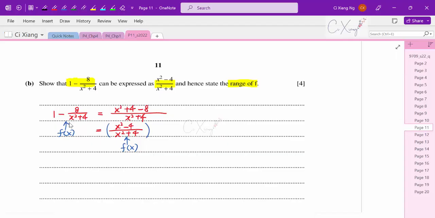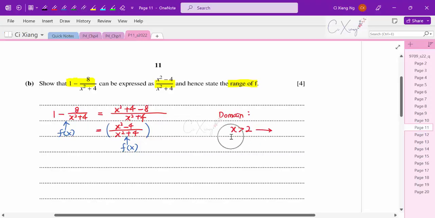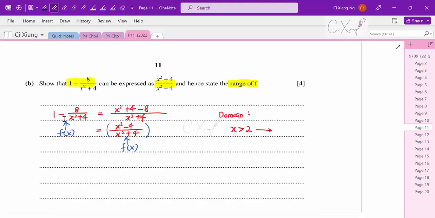Okay, so to get the range of f, basically I need to know the domain first. So the domain, it is given that the domain for the function f will be x greater than 2. So when x is greater than 2, I want to slowly rephrase my inequality to become f(x). I want to start from x and get this expression, so that from here I can get my range. So I will start from x greater than 2, which is the domain.